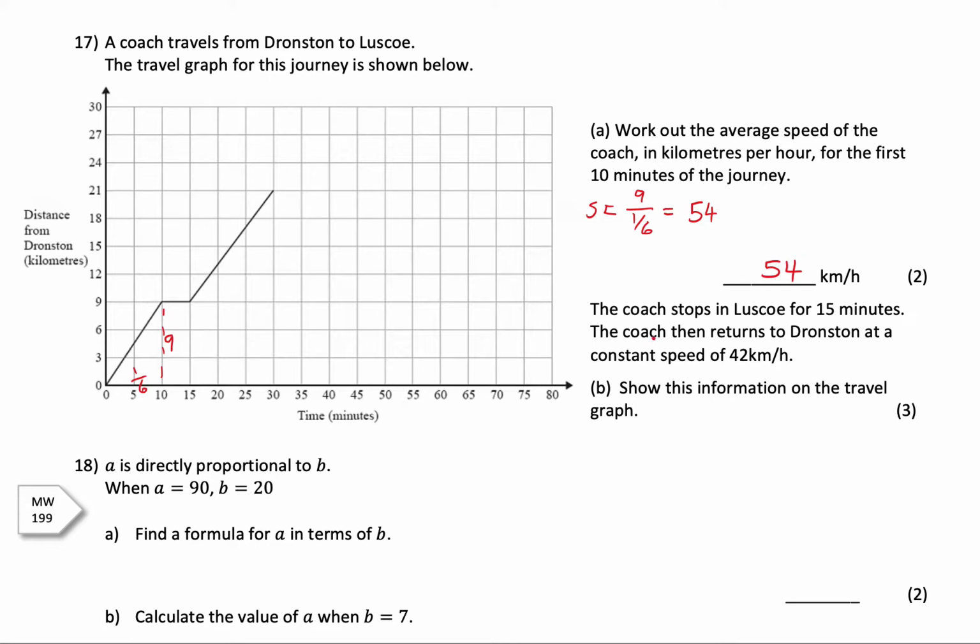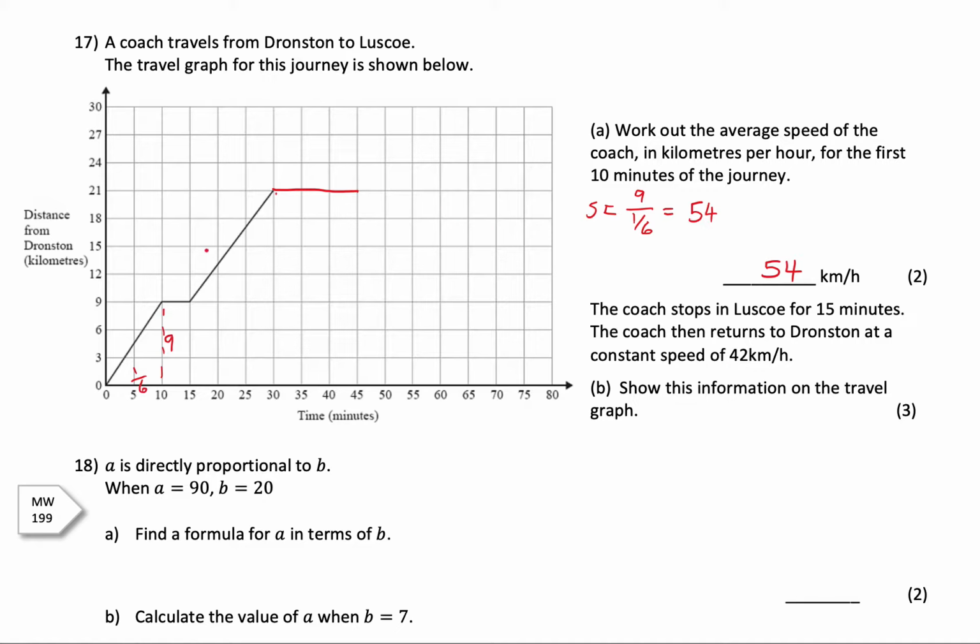Okay. The coach stops in Lusco for 15 minutes. The coach then returns to Dronston at constant speed. Show this information on the travel graph. So 15 minutes would take us up to 45, and then 42 kilometres an hour is the speed.